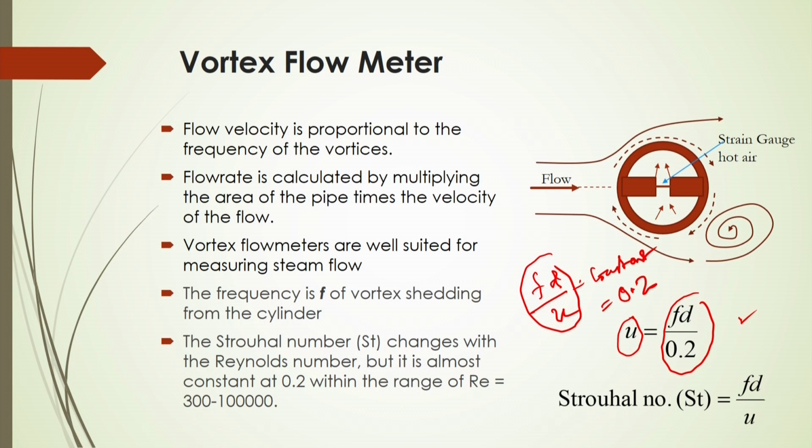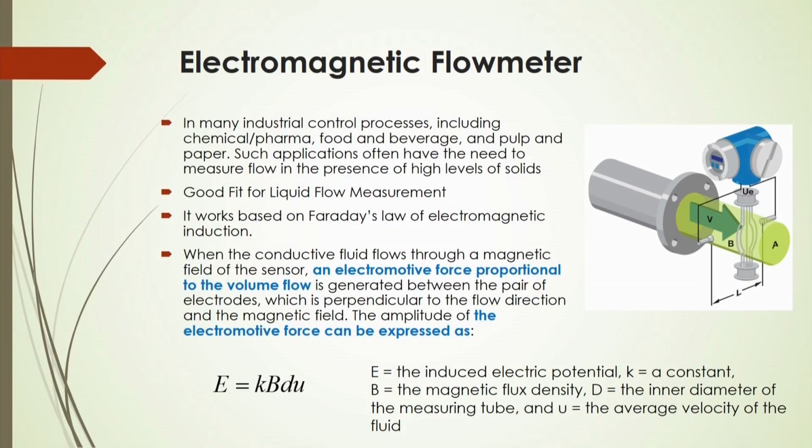Once you know the velocity of the fluid, you will be able to calculate the volumetric flow rate, because if you know the cross sectional area, you multiply the velocity by this cross sectional area to get the volumetric flow rate. Now, another important flow meter in industry is the electromagnetic flow meter.